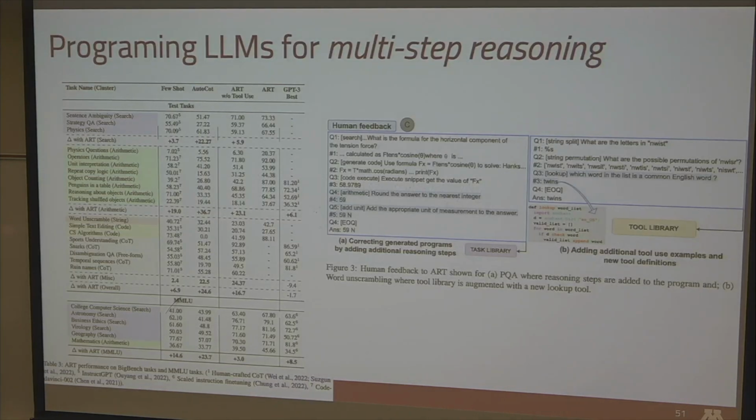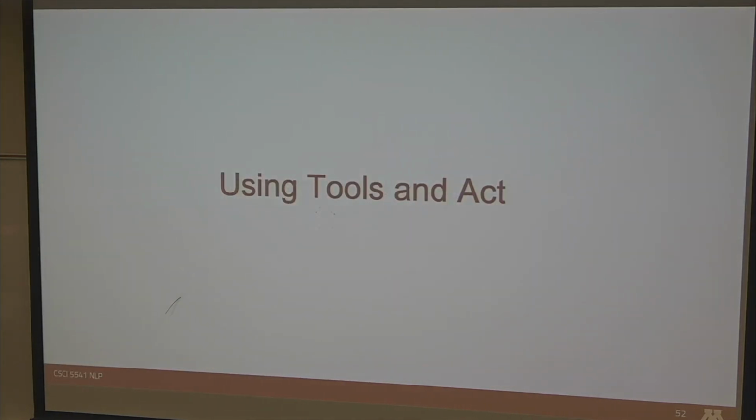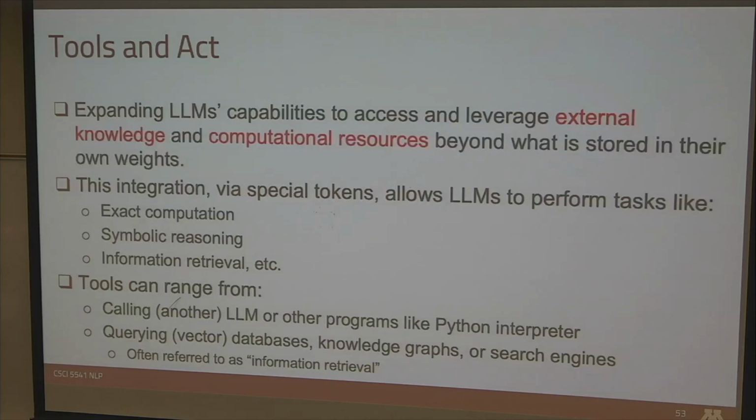So this was so far how to elicit reasoning capabilities in language models through prompting. And now let's take a look at how we can call tools and act upon it.